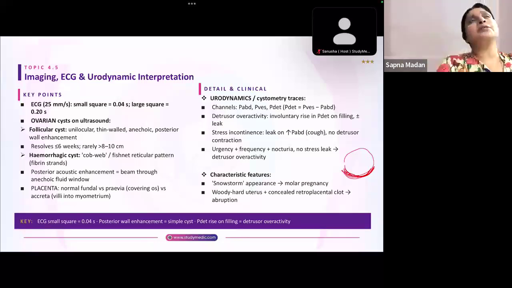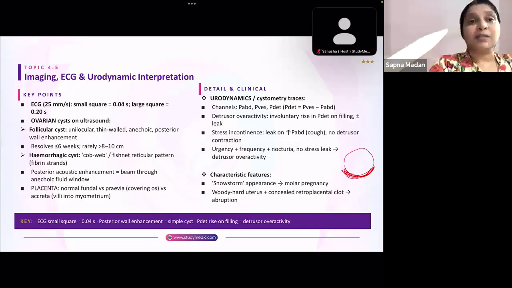About urodynamics, it has been asked. Yes, urodynamics have been asked in the past. So very basic things you need to know. So first is, what are the channels that we use? So we are measuring 3 main pressures. So the pressure in the abdomen, okay, then the pressure in the vesicle or the bladder, and the detrusor muscle pressure. So how do we deduce the detrusor muscle pressure? We subtract the abdominal pressure from the vesicle pressure.